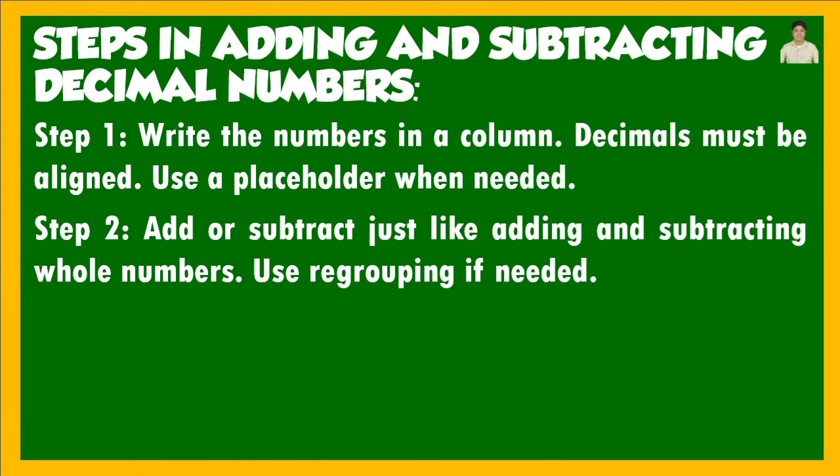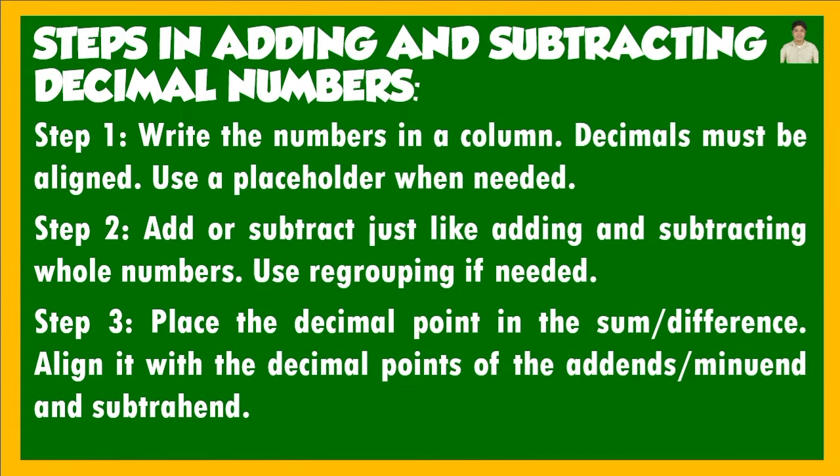And then, step 2, add or subtract just like adding and subtracting whole numbers. Use regrouping if needed. Take note, we cannot add or subtract if the decimals are not aligned. That means the decimal points must be even when we add or subtract. The process is the same as adding whole numbers, and we regroup only if needed. And then, step 3, place the decimal point in the sum or difference.